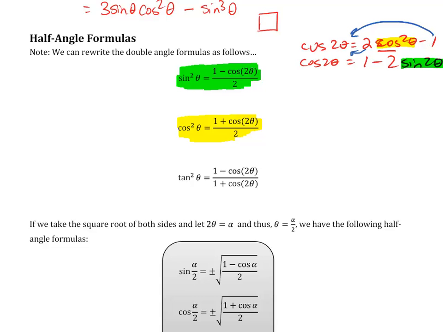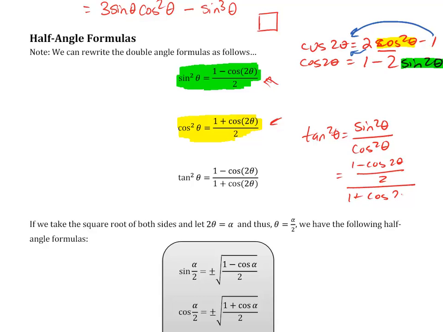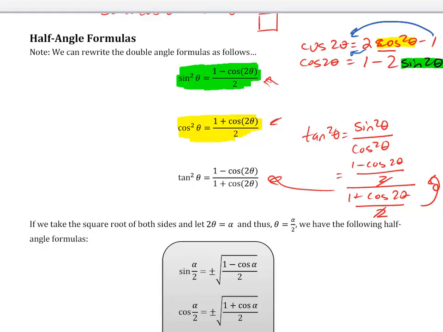And lastly, if you take these two formulas here and divide them, sine squared of theta over cosine squared of theta, which of course is tangent squared of theta, you'd have 1 minus cosine of 2 theta over 2 divided by 1 plus cosine of 2 theta divided by 2. If you invert and multiply, these twos end up canceling, and you're left with this guy right here.